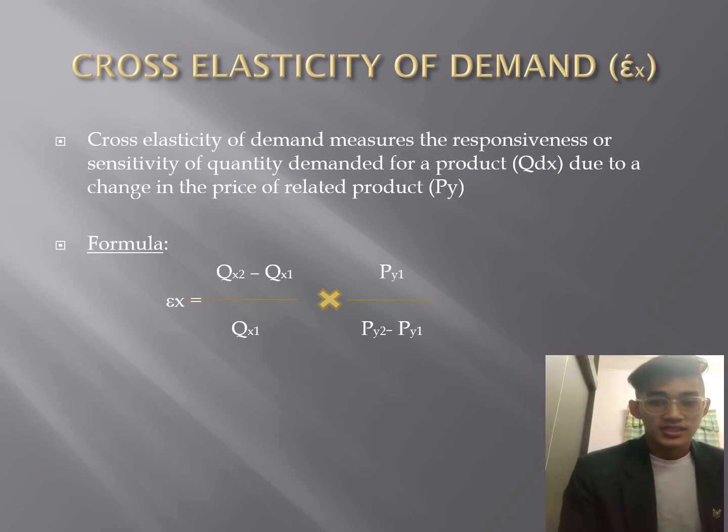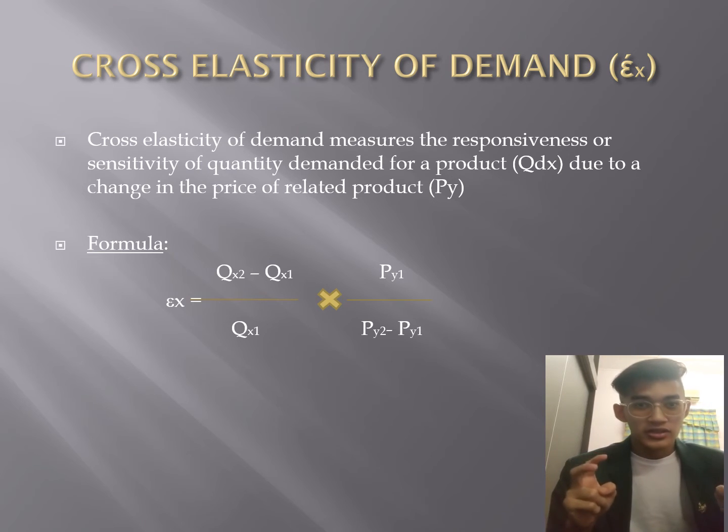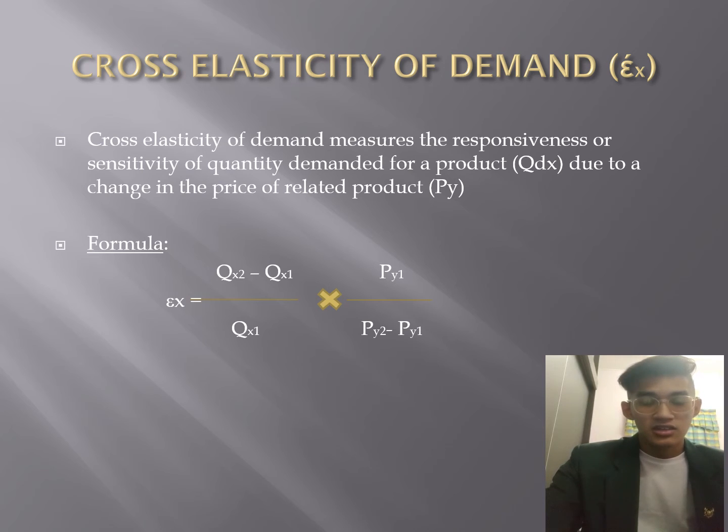Move to the cross-elasticity of demand. Cross-elasticity of demand measures the responsiveness or sensitivity of quantity demanded for a product, in bracket QDX, due to a change in the price of a related product, PY. The formula for the cross-elasticity of demand is (QX2 minus QX1) over QX1 times PY1 over (PY2 minus PY1).